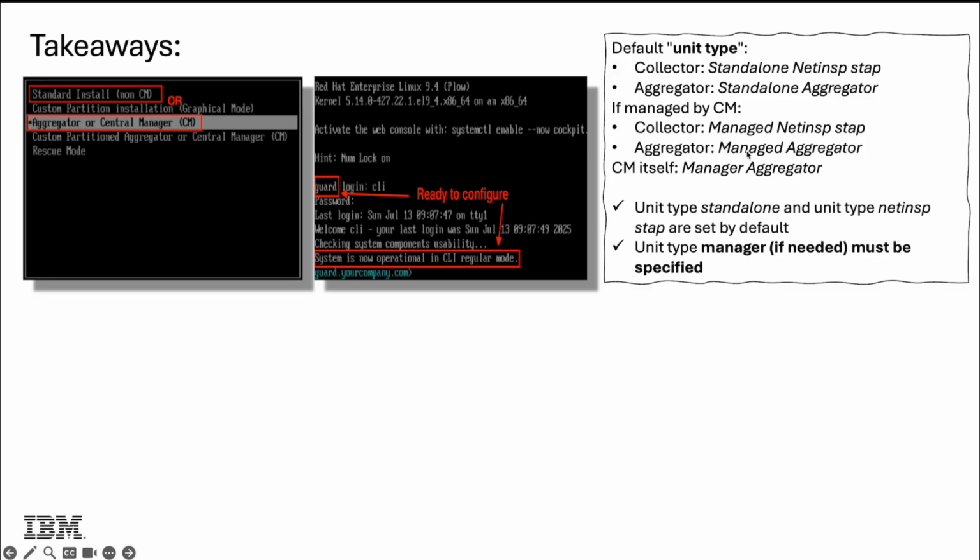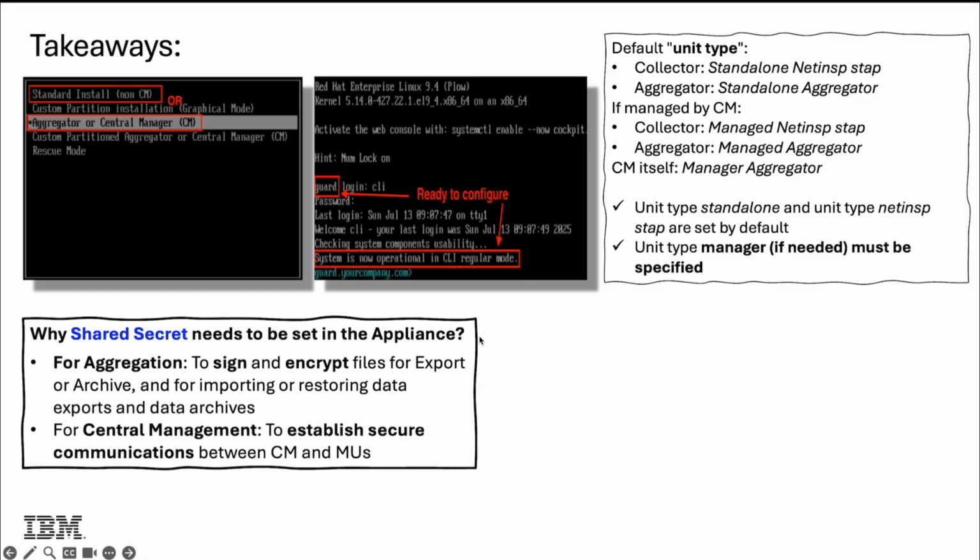Fourth, about the role of the shared secret. I just want to clarify, it is not just in CM-MU communication, it is also used in aggregation. The shared secret is used to sign, encrypt, or decrypt data exports and archives. Therefore, even if you are using a standalone appliance, you also need to set the shared secret properly.